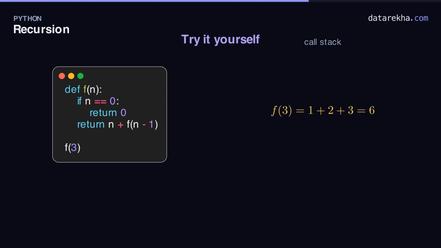If you got 6, which is really 1 plus 2 plus 3, you have understood how the stack builds down and the answer sums back up. Nicely done.